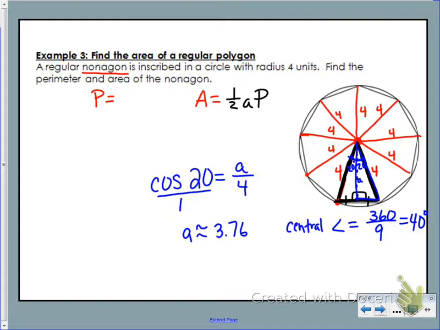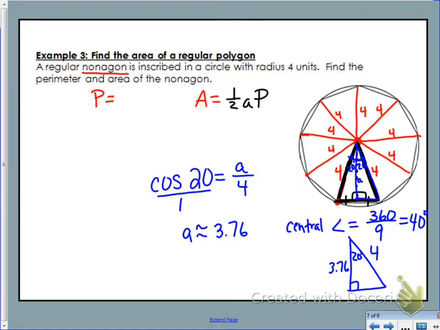So now what we need to consider is, from that blue triangle, it had a 20 degree angle, a hypotenuse of 4, and now I just calculated the apothem to be 3.76. So now let's think about how we could find this last side length. Well, we can use Pythagorean theorem to find x. So that's what I'm going to do now. Go ahead and pause your video to do that. You should find that x is about 1.36 units.